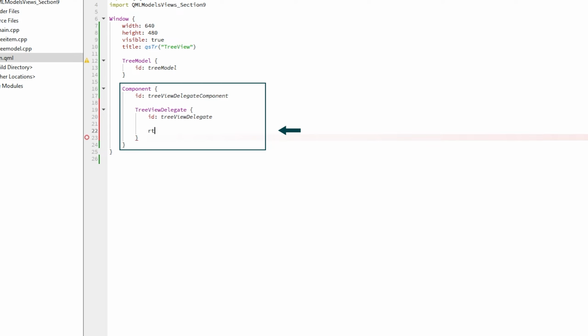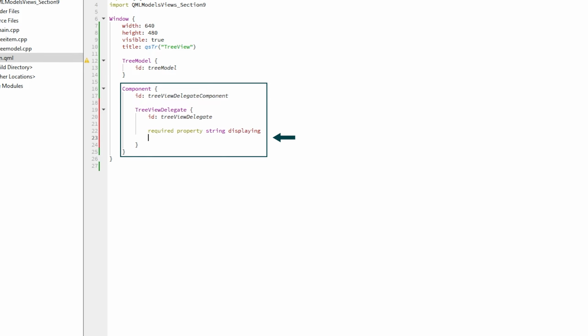We can add required properties inside the TreeViewDelegate which match the roles defined by role names in the model. In this case, those roles are displaying and addition. Displaying will contain the text at the current delegates. Addition is used to modify the current delegate's text. Both properties are managed by the model.